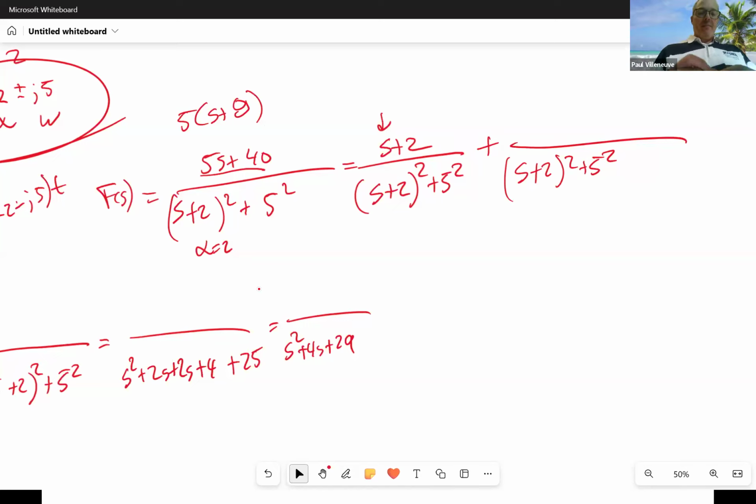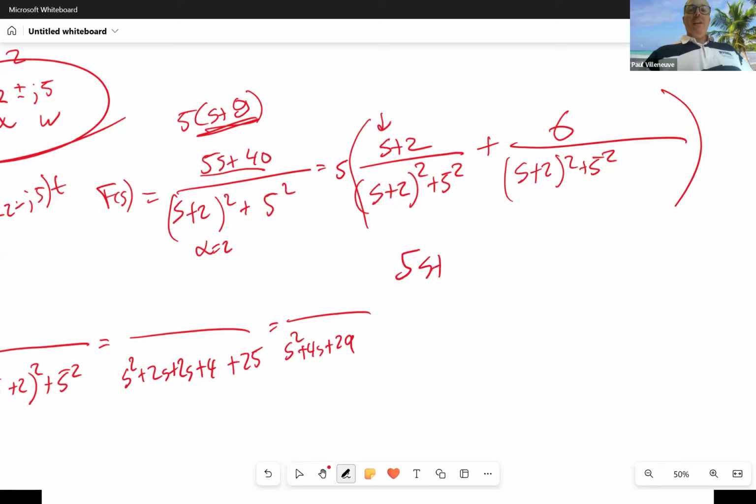So let me give myself a little bit more room here. I'm going to put the 5 all the way out at the beginning, right? So all I'm trying to do is replace the s plus 8. So I've got s plus 2 over there, and I've got 6 left over. How do you get the 5s plus 40? If I factor out the 5, what do I get?